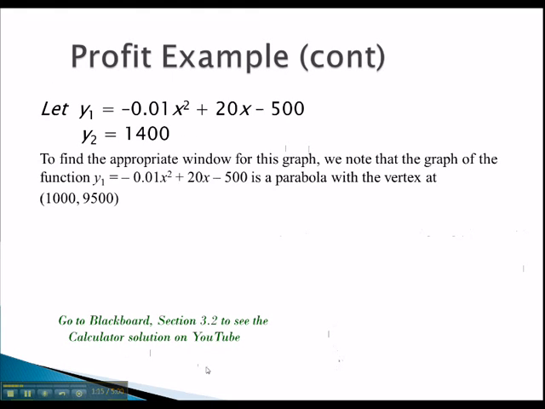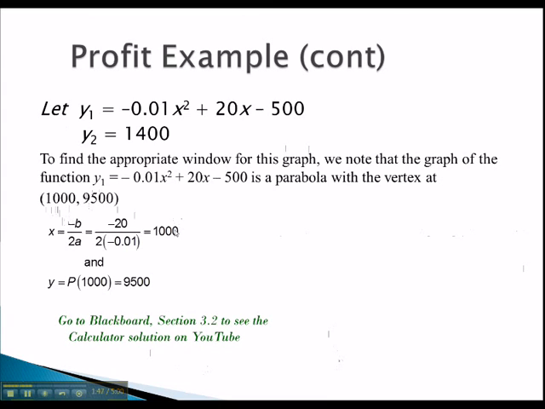Now all we have to do is go to our graphing calculator, enter these functions in, and look at the graph. But it's often hard to figure out what to set the window at. So it helps if we can find the vertex, because we know the vertex is the turning point, and if we can figure the vertex, then we can figure out the window, because I'm going to have a maximum of 9,500 on the y-axis, and on the x-axis 1,000 is my halfway point.